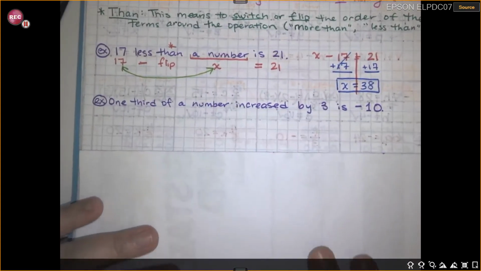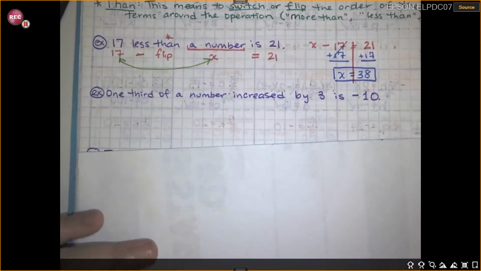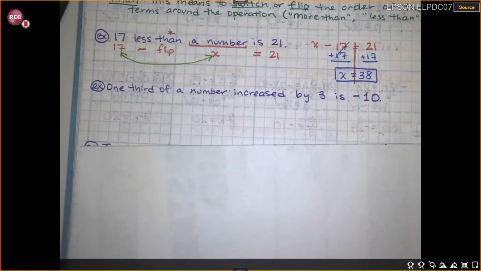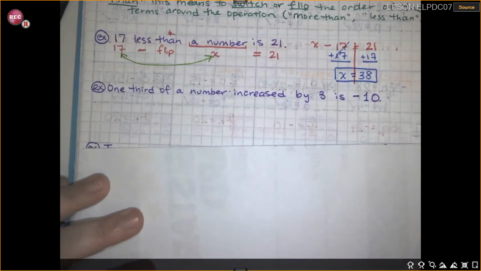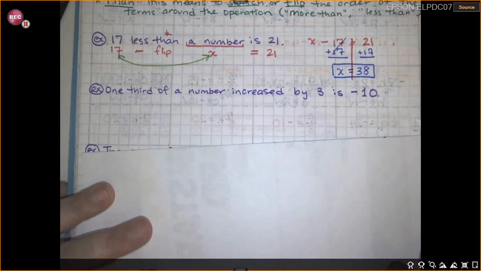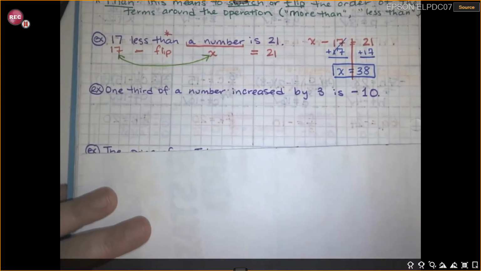Okay, now the next one. 1/3 of a number increased by 3 is negative 10. Oh my gosh, you can do this.